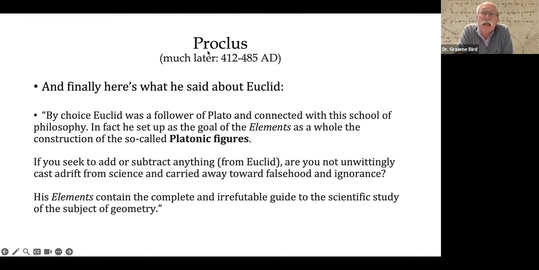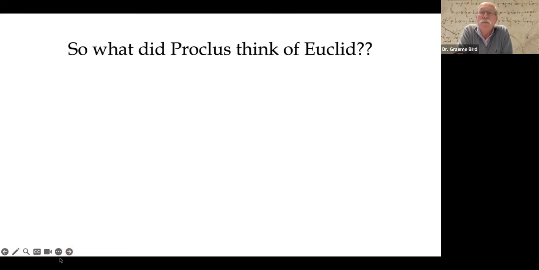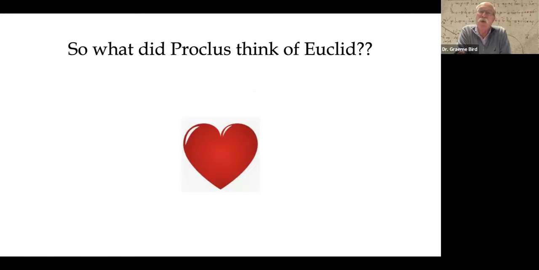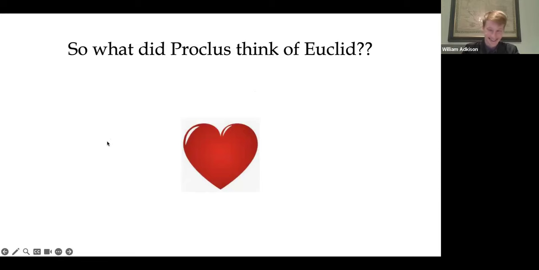So Proclus has a view. Let me ask you, William, what did Proclus think of Euclid based on what we just read? I would say he considered him the ultimate authority on geometry. I think Proclus really loved and admired Euclid. When you say that if you add or subtract anything, you're going to get in trouble, that means you think he's the cat's pajamas. You say that expression, William, the cat's pajamas? Oh, all the time, of course.